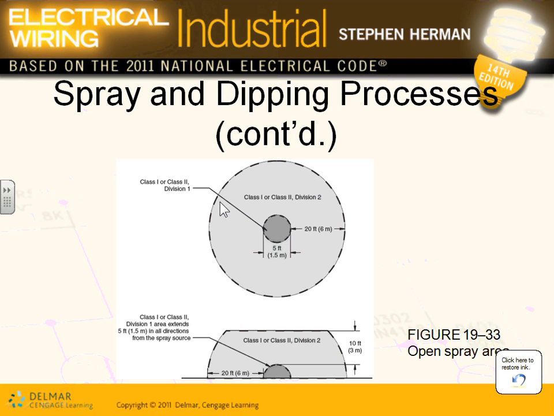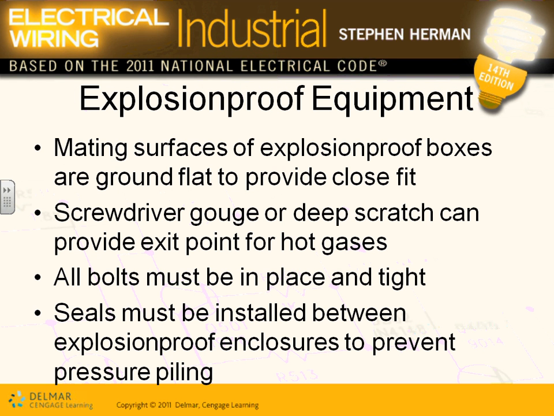Same thing for the spray area, guys. If you have the venting for the open spray areas, you can see the first circle up to 5 feet, that's class 1 and class 2 div 1. And the second circle up to 20 feet from that vent area will be class 1 and class 2 div 2. Okay, so that's a couple of things, guys, about the classification.